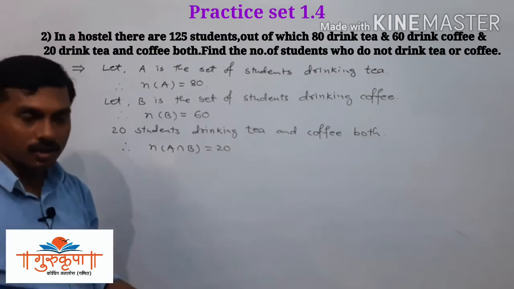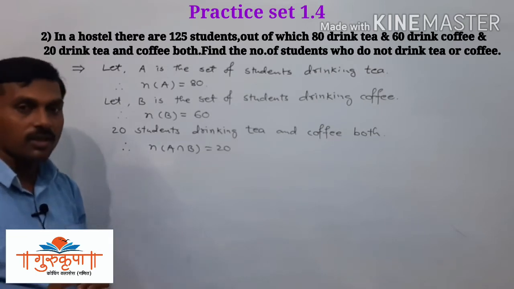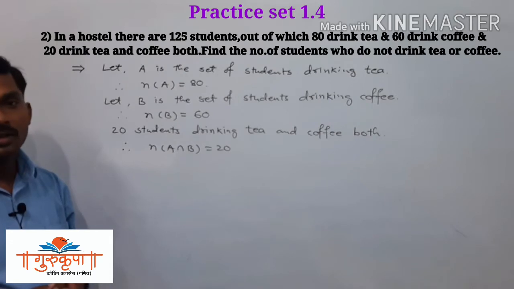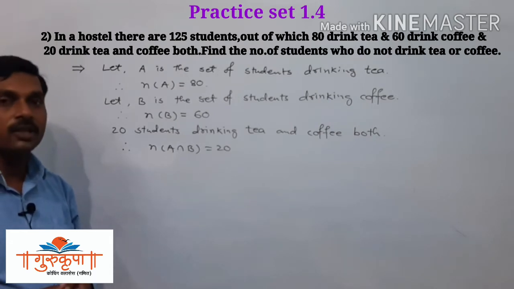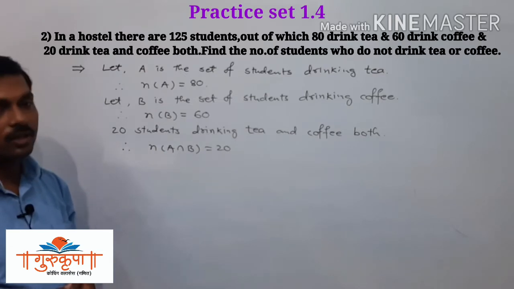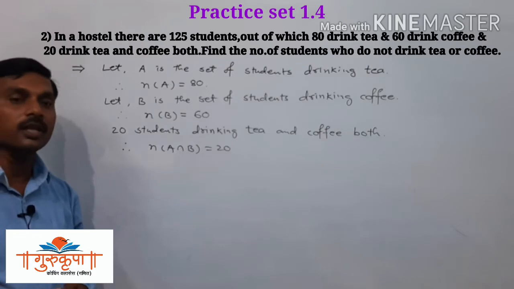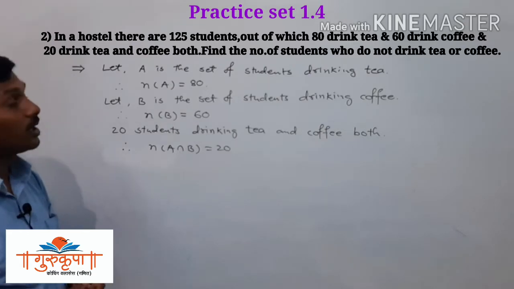Number of A intersection B is equal to 20, and here the question is we have to find the number of students which do not drink tea or coffee. We have to find the number of students which do not drink either tea or coffee. But again, it is not A union B.